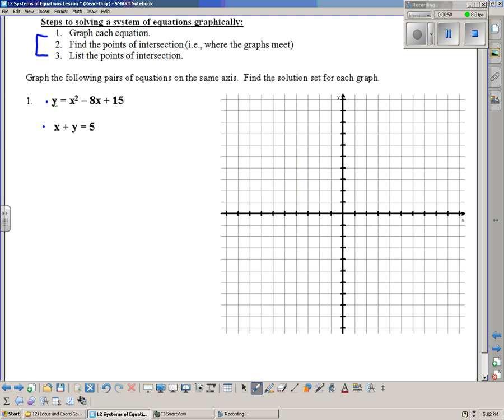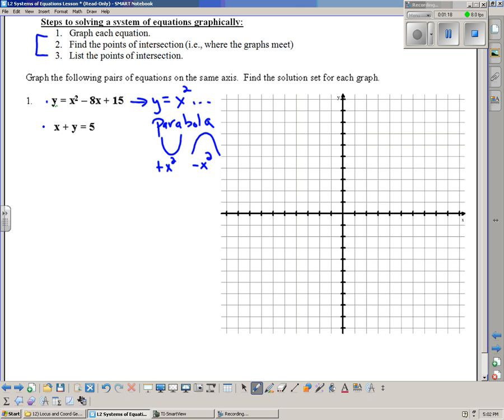So here is our first pair of equations. y equals x squared minus 8x plus 15. If you remember from last year, when you have y equals something with a squared in it, this is a parabola. Parabolas can look like this or they can look like this, depending on whether the coefficient of the x squared is positive. So if I have a positive x squared, it looks like this. If I have a negative x squared, it looks like that.